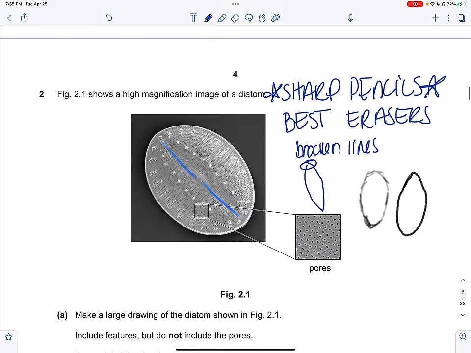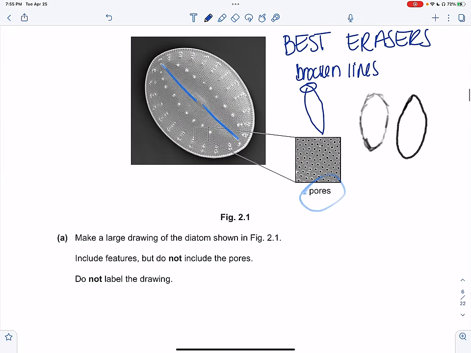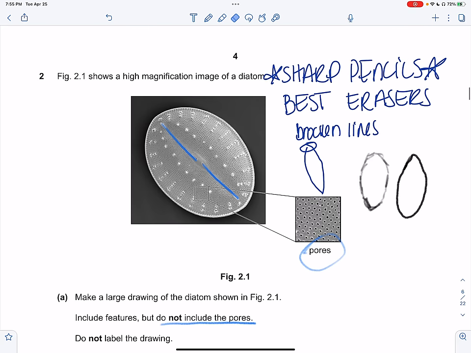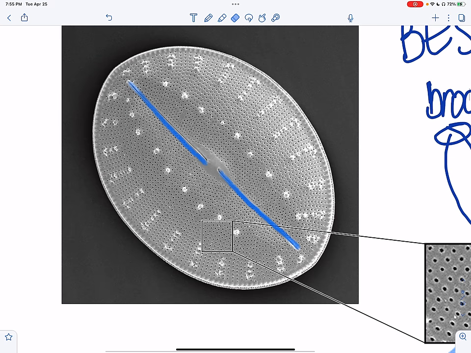You are not to draw these pores. It says, do not include the pores. Could you imagine? Don't label the drawing. There really wouldn't be anything to label because you did not have to know parts of a diatom. The details you do need to include are these.